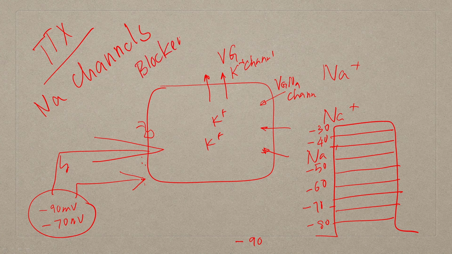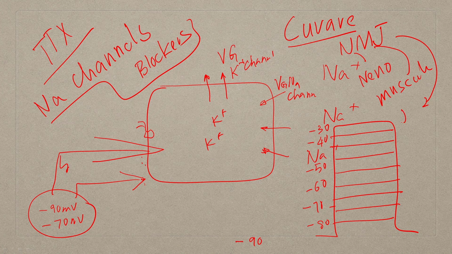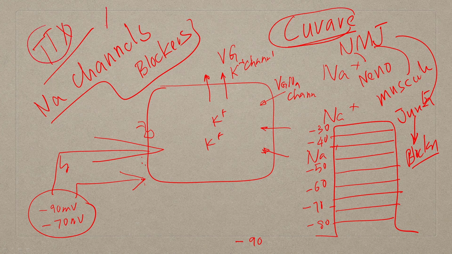Then similarly, you have curare. These are neuromuscular junction blockers. NMJ stands for neuromuscular junction: N for neuro, M for muscular, J for junction. There are a series of such blockers which are very, very potential bioterrorist agents. You can actually paralyze a whole population with these kinds of toxins.